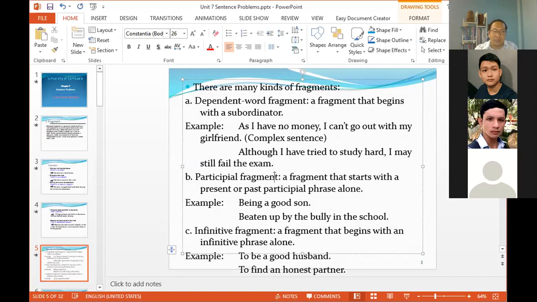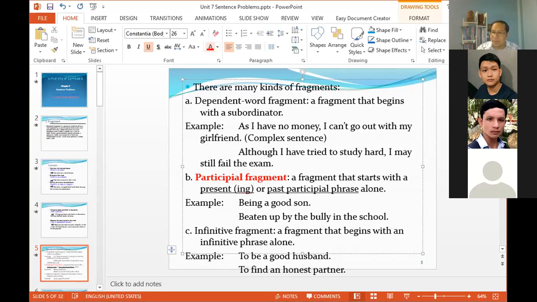And the second kind we call what, everybody? We call it participial fragment. I think you know about the participial, right? The participial can be two kinds. It can be present participial phrase and past participial phrase. Present participial phrase is the way that we add -ing, right? And when we use -ed, we call it past participial phrase, right?